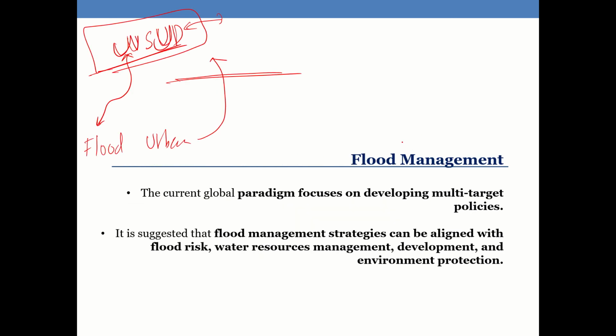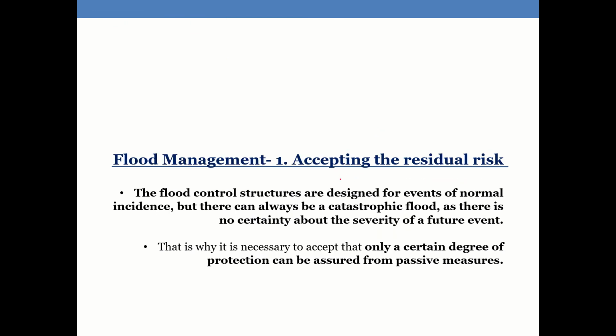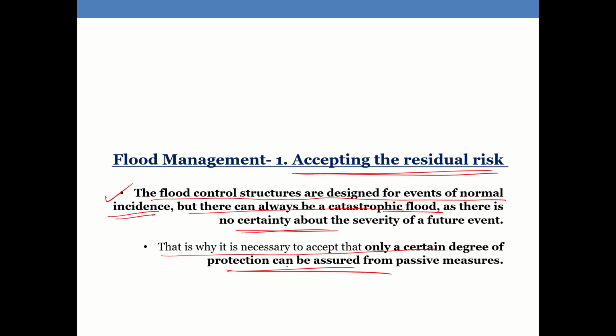And in doing so, in flood management, there are certain things that we should keep in mind. One is accepting residual risk. What do you mean by that? The flood control measures are designed for events of normal incidence, but there can always be a catastrophic flood, and there is no certainty that we will be able to control that or not. So this is why there is a need for accepting that a degree of protection can be assured by passive measures.